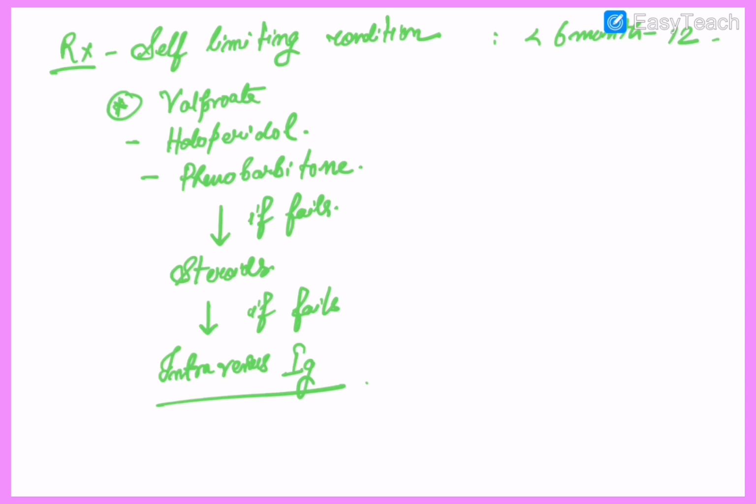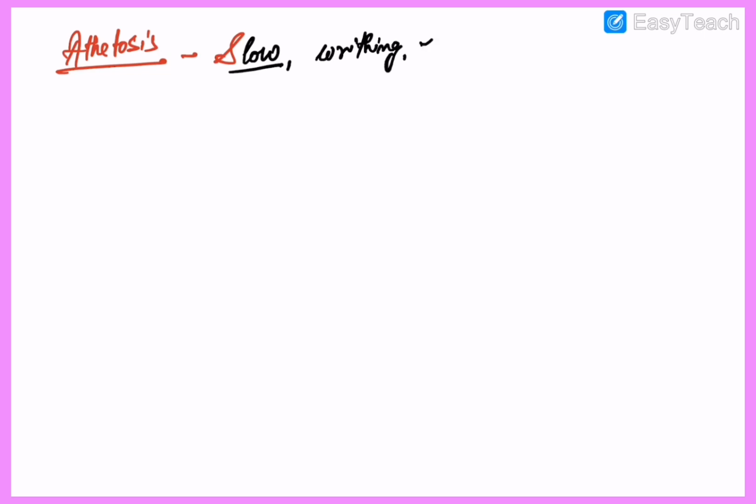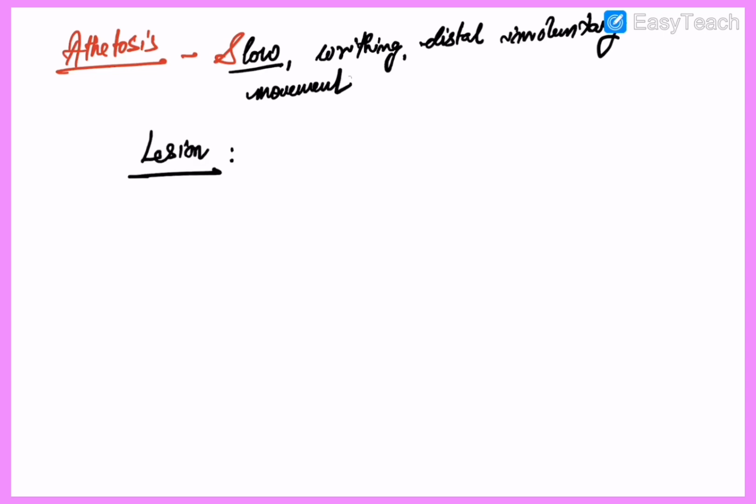Now, what is athetosis? Athetosis is a slow, writhing distal involuntary movement. And what is the lesion? The lesion is in the globus pallidus.